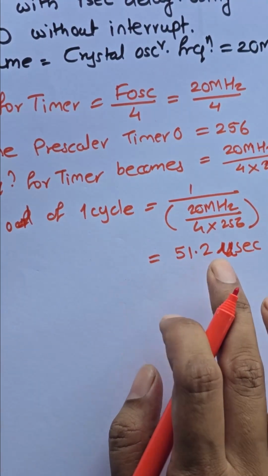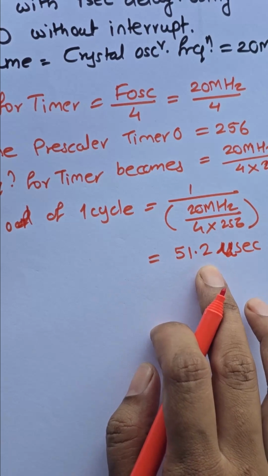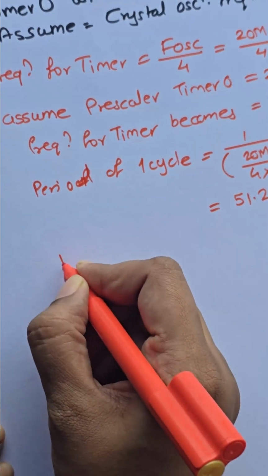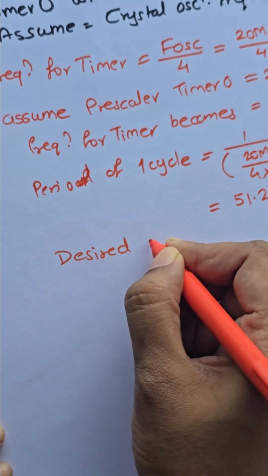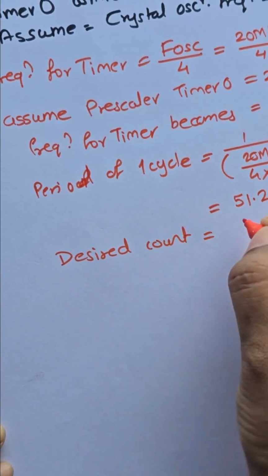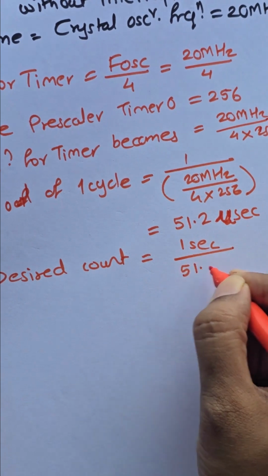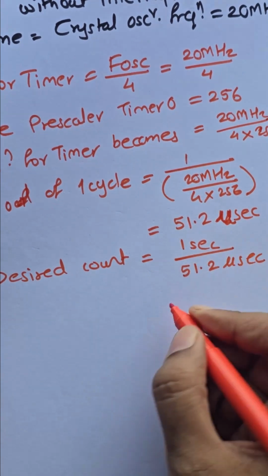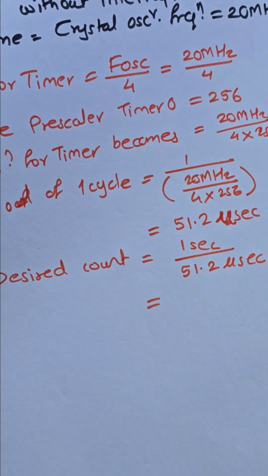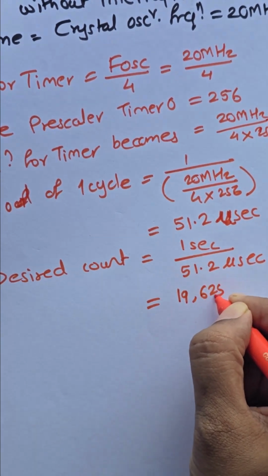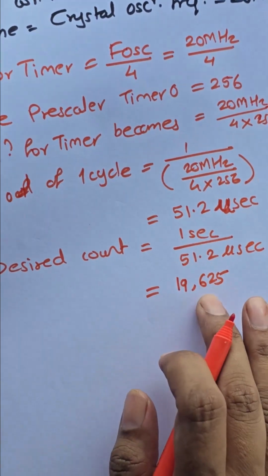So how many cycles does timer 0 need to count for generation of 1 second delay? That gives us the desired count. The desired count will be 1 second divided by 51.2 microseconds. So it will give you the count which is equal to 19,625. Now this is the desired count.